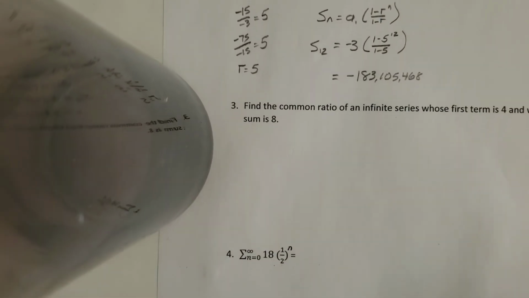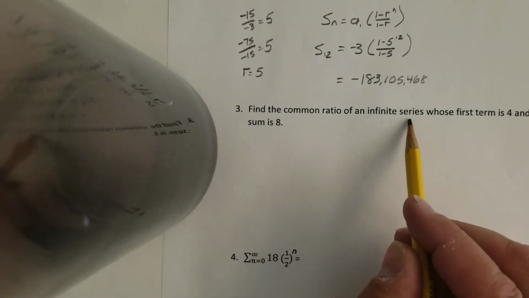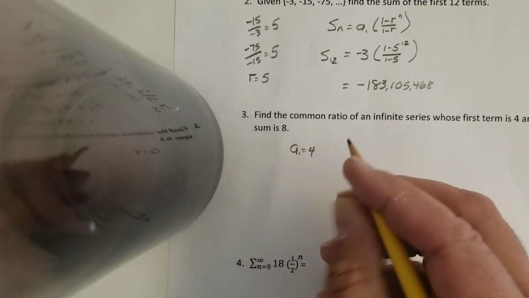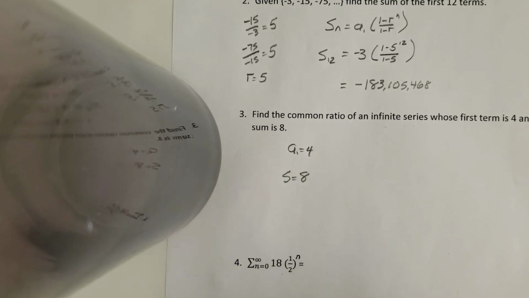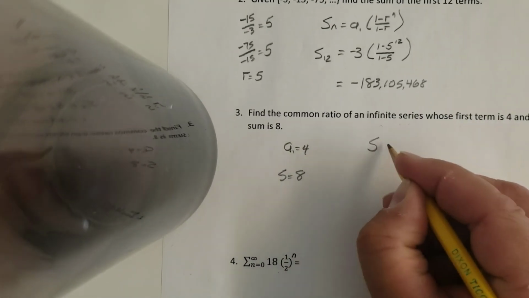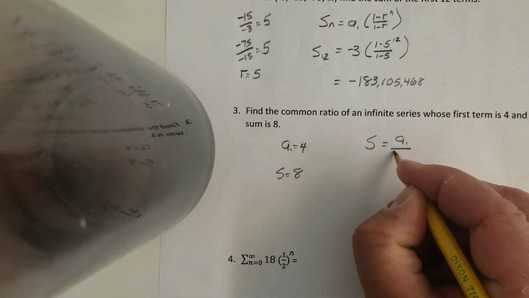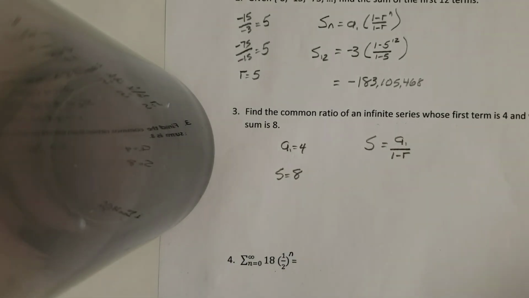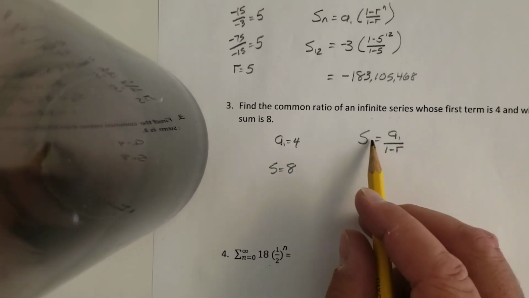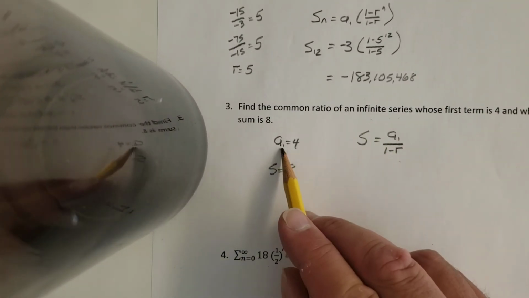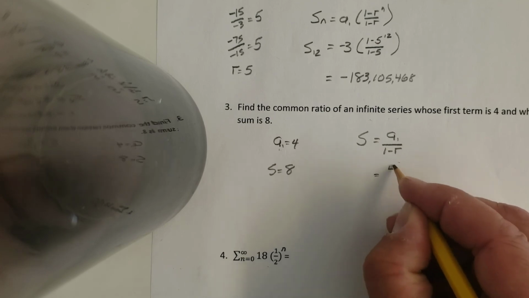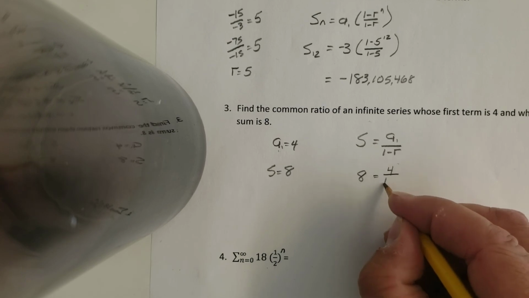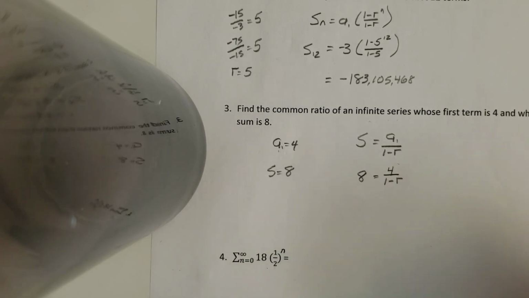All right, find the common ratio of an infinite series whose first term is 4 and whose sum is 8. So it's an infinite series. That is kind of a much easier formula to work with. Your first term divided by 1 minus your ratio. Now I have 3 variables. They've given me 2. My first term is 4. My sum is 8. And I need to find the ratio.